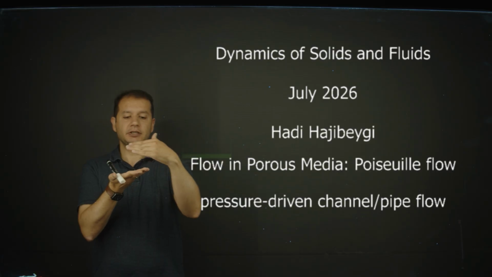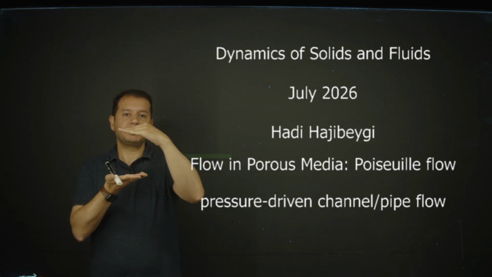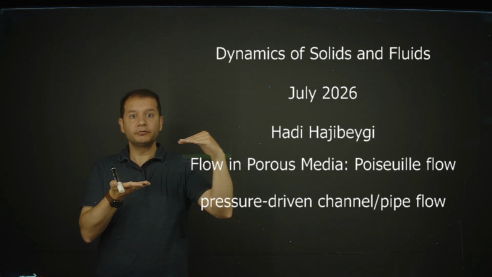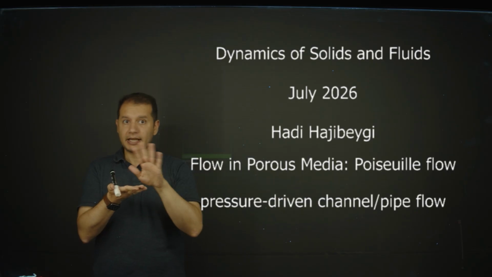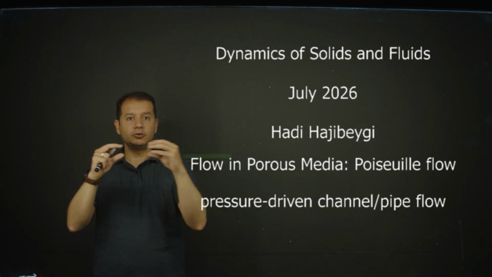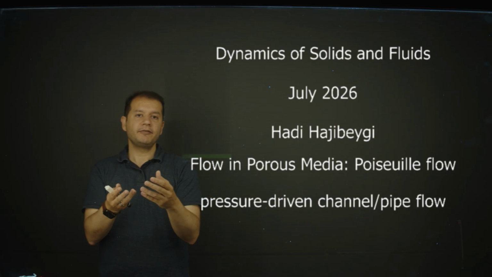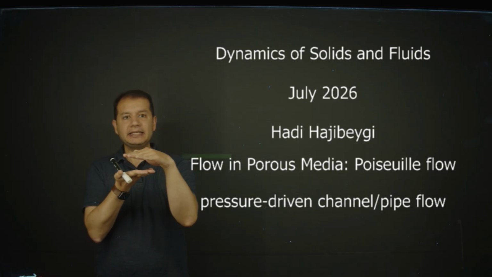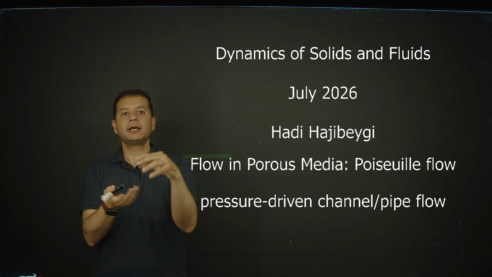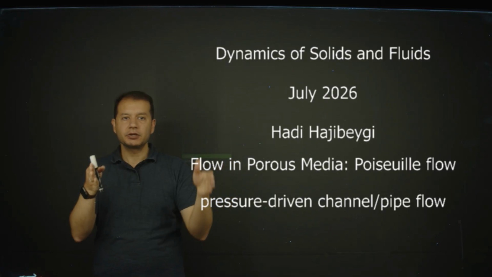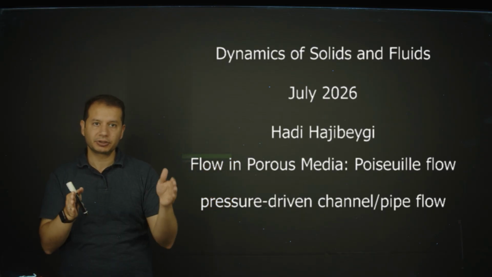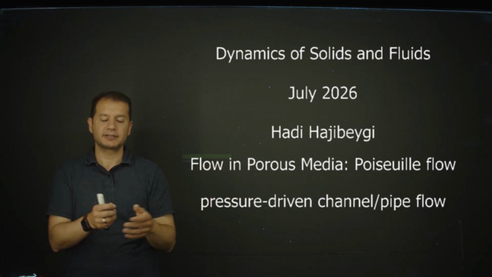Because if you consider flow between two parallel plates, the plate at the top can also be moved, so it can drive flow. That's not the case here. We have a tube, a pipe, or we have parallel plates where they are both static and flow happens through them because of the pressure gradient, because of the pressure driven effect.